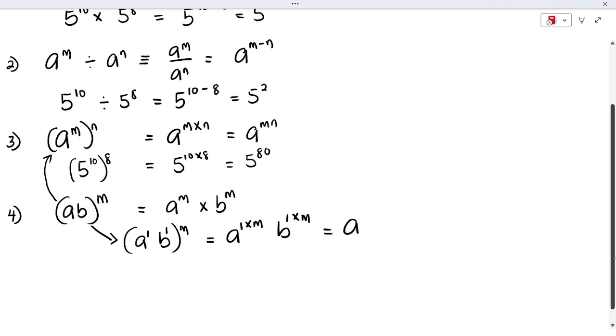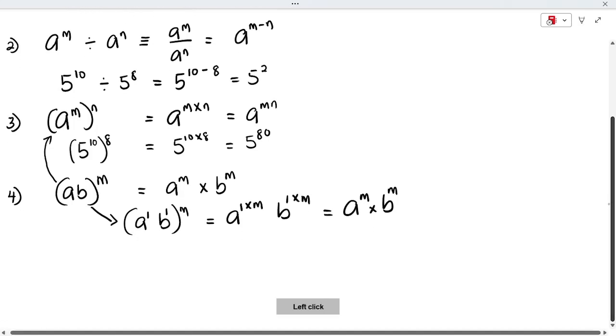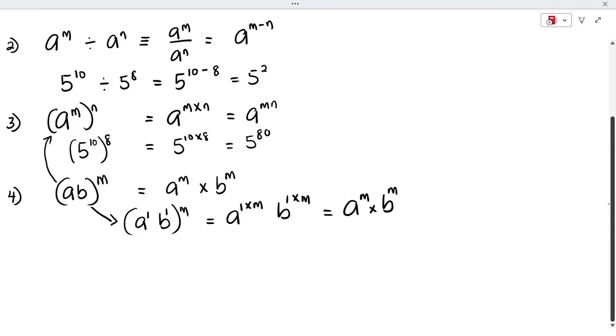So you have A raised to the power m times B raised to the power m. So that's exactly how you get what you got earlier. So you can see it's merely a variation of what you have in law number 3. However, why is this useful?